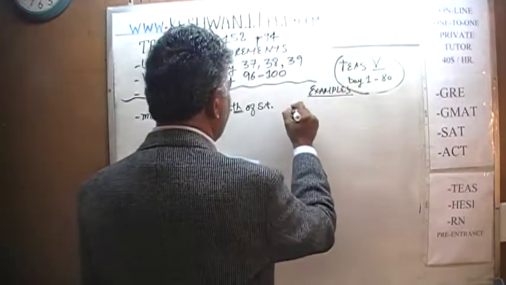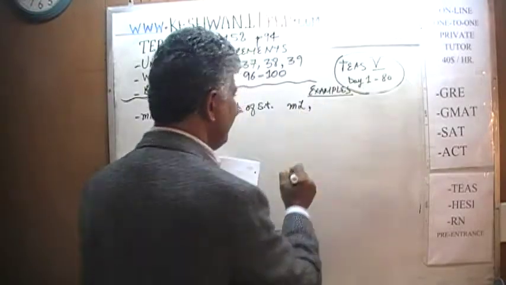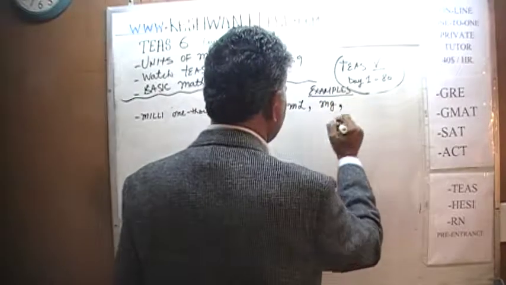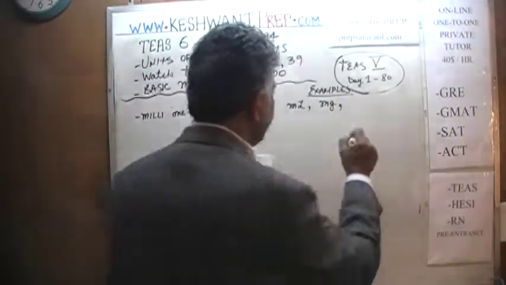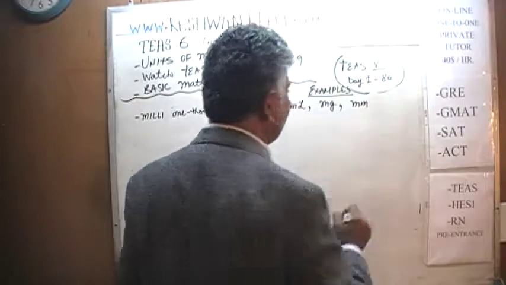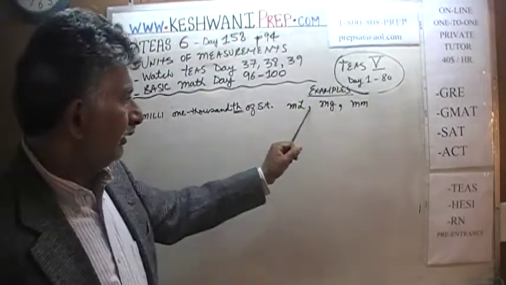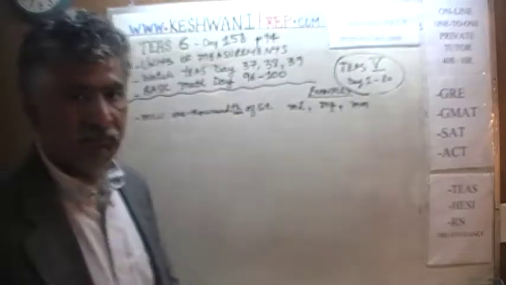We might talk about milliliter, which means 1,000th of a liter. We might talk about milligram, which means 1,000th of a gram. We might talk about millimeters, 1,000th of a meter. One more time: milliliter, milligram, and millimeter.